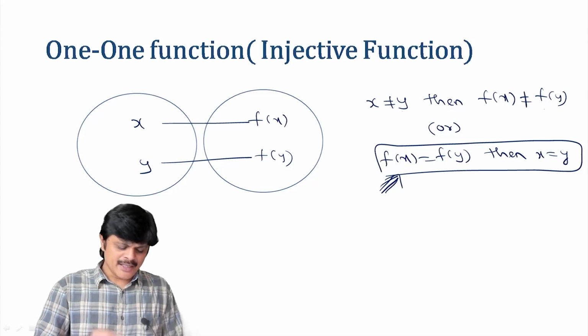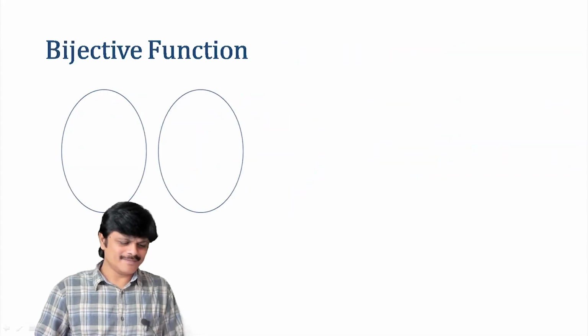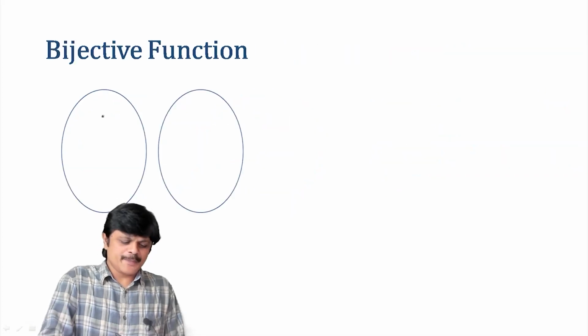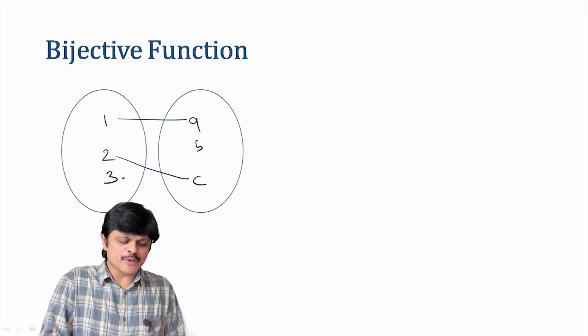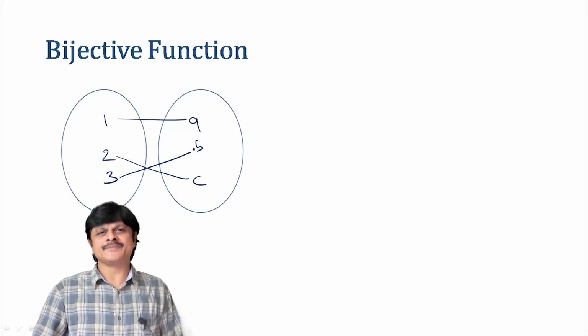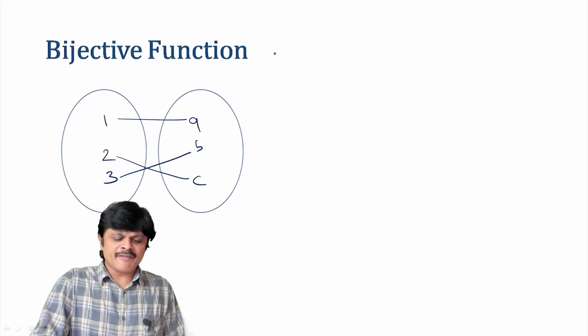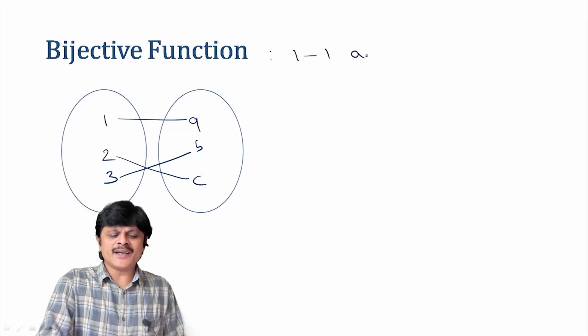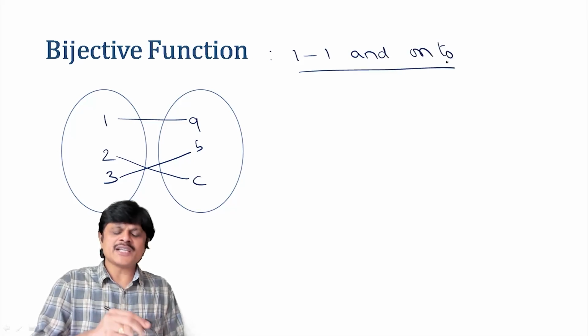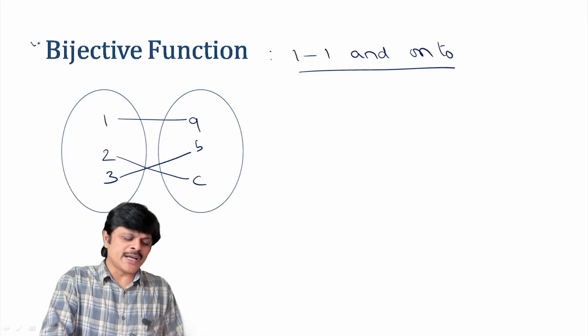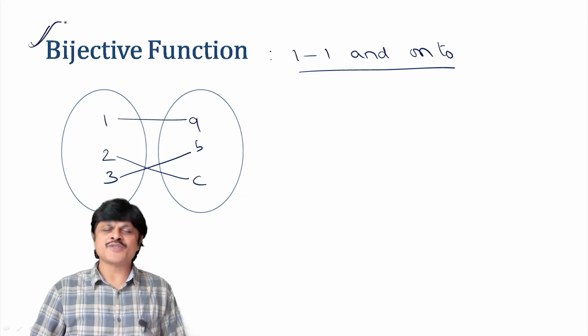Am I clear? Now we try to understand one more important idea, the bijective function. Now look here: 1, 2, 3, A, B, C. 1 is mapped to A, 2 is mapped to C, 3 is mapped to B. Now this particular function is both one-one and onto. Such a one-one and onto function is what is known as a bijective function, or bijection.